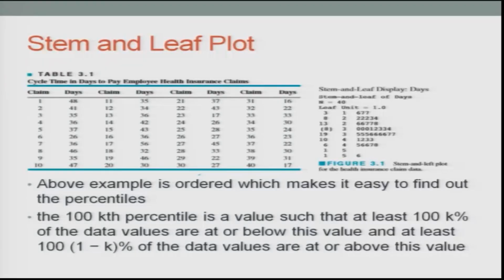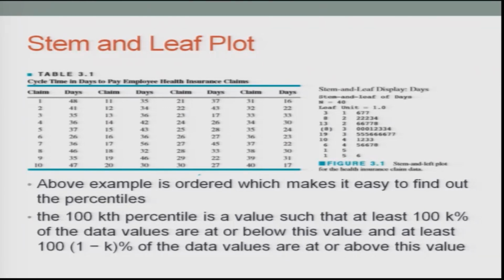This table, Table 3.1, and all these things, if you remember I mentioned time and again, are taken from Montgomery's book on statistical process control and the concepts therein. In Table 3.1 we consider the cycle time in days to pay employees' health insurance claims. Claims 1 till, say, 40 are given, and the days are given based on which the claims can be settled.